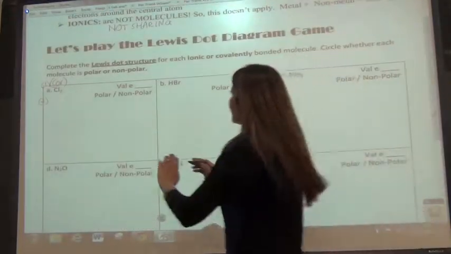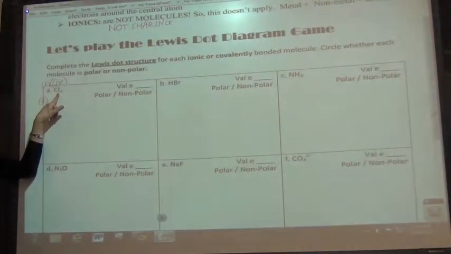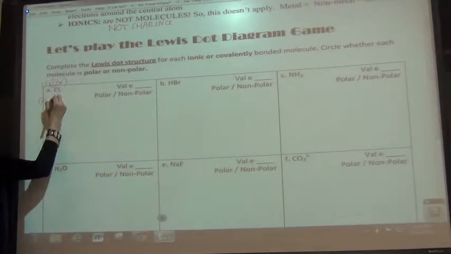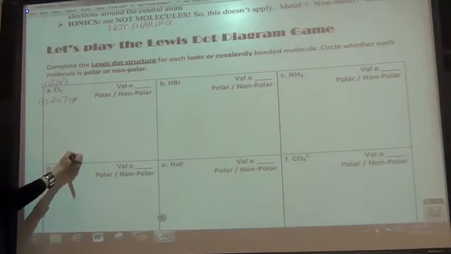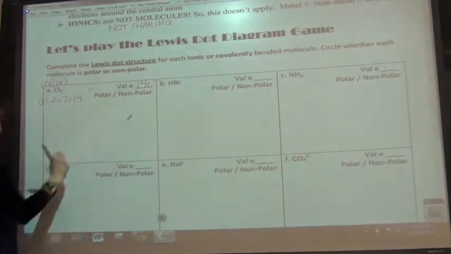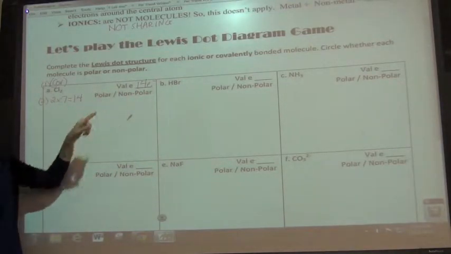So let's add up our valence electrons. Chlorine is under fluorine, and how many valence electrons does that have? 7, but there are 2 of them. So I'm actually doing 2 times 7, which gives me a total of 14 valence electrons. So that 14 goes right there for the valence electrons.